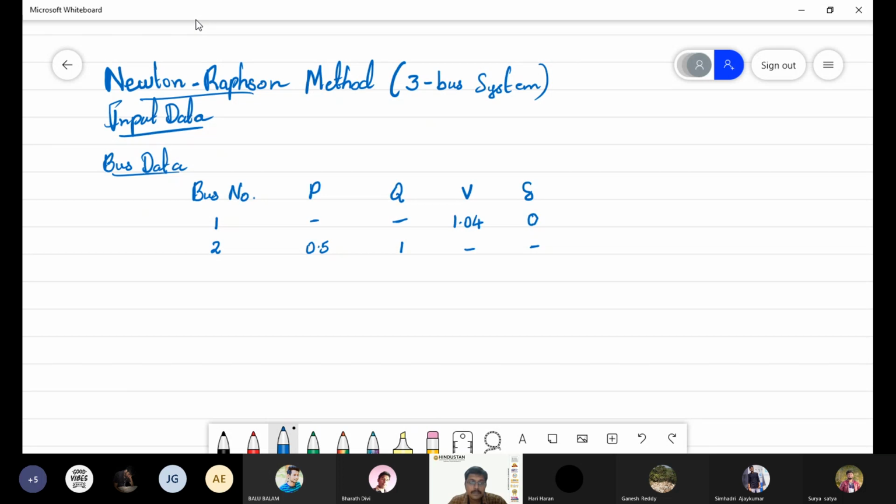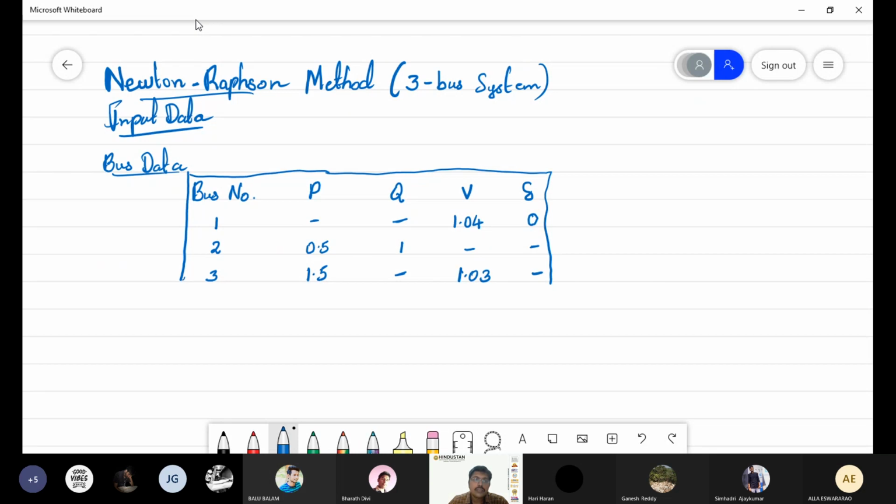I'm right only. Once again, I refer to the question. The real power is specified, the reactive power is not given, and the voltage is also not given. So this is the bus data, right? From this table you can get the values, and we can conclude the type of the bus also.